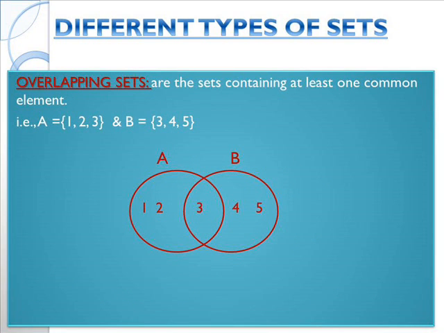Now we have overlapping sets, which are the sets containing at least one common element. As you can see over here, we have A is equal to 1, 2, 3 and B is equal to 3, 4, 5. 3 is the common element, and as the sets are overlapping, they are drawn together, overlapping each other, and the common element, that is 3, is written within the overlapping region, and the remaining elements are written within the respective sets. The remaining elements of set A are 1 and 2, and the remaining elements of set B are 4 and 5.